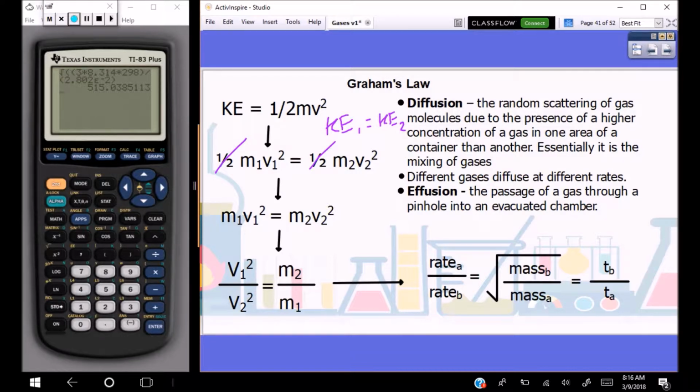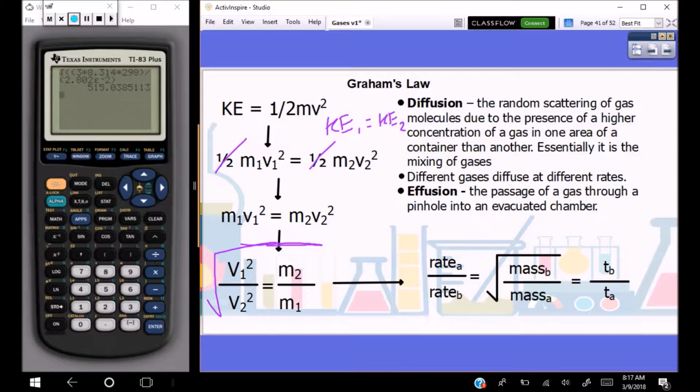If you divide them by each other, we end up getting the velocity of the first one divided by the velocity of the second one is equal to the square root of the mass of the second one over the first one. We can relate this to a mass and rate. The rate is a velocity in meters per second.